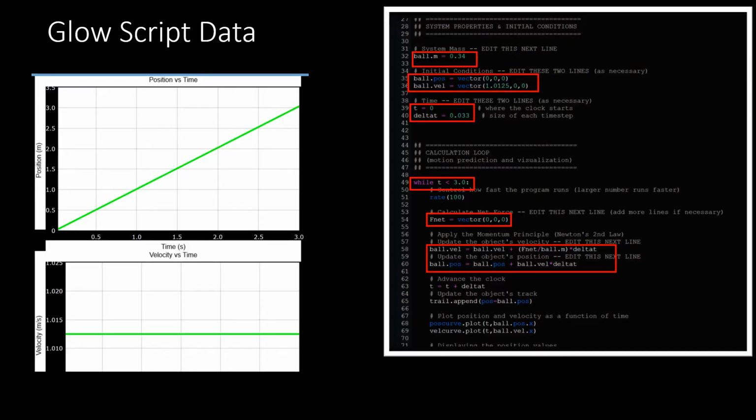With GlowScript, I used the starter code and had to change the values of several variables, as well as redefining some. I used the frame rate of my video to get the delta t value. Then I ensured the Fnet was equal to 0 to ensure constant velocity, and redefined the velocity and position formulas. The graphs on the left are what the code results in, along with the model of a ball moving in a straight line.